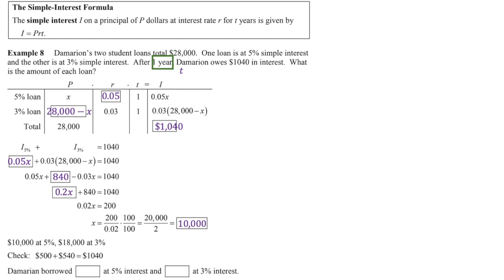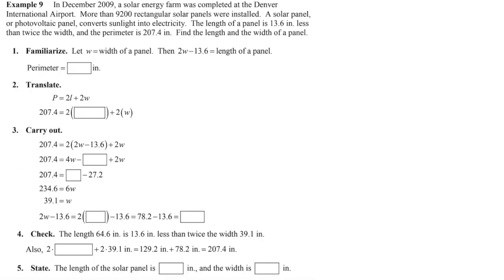That means that since x represents the amount of money we put into the 5% loan, I can find the amount we put in the 3% loan by taking 28,000 minus 10,000, or 18,000. We've now found that Demarion borrowed $10,000 at the 5% interest and 18,000 at the 3% interest rate.